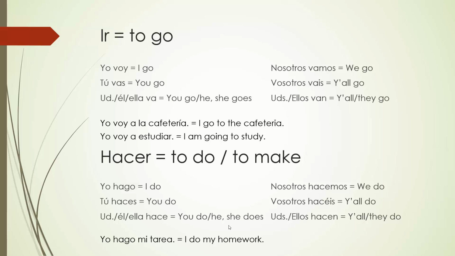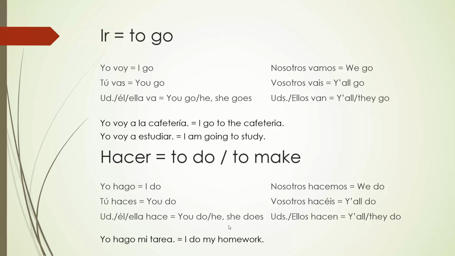Voy al observatorio. Okay, now there's another way that we can use ir. We can use it to form the future tense. I am going to do something, like voy a estudiar. I am going to study. That's the future tense. So just by learning how to conjugate ir, you've learned how to speak in the future tense in Spanish. If you wanted to say, I am going to read, voy a leer. Anything like that.